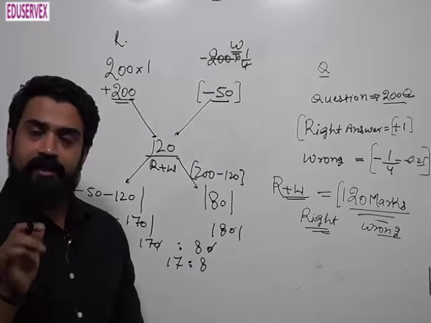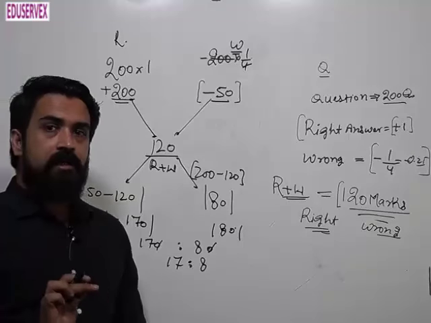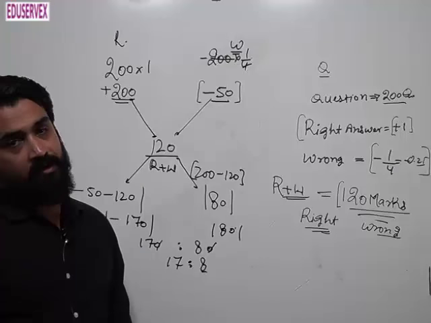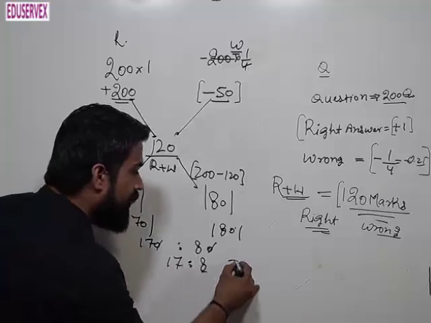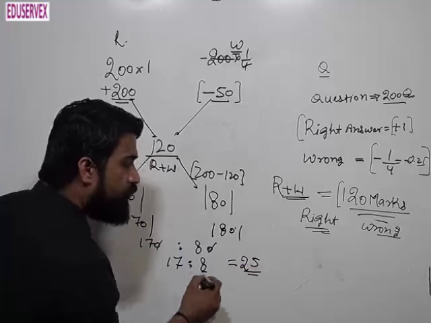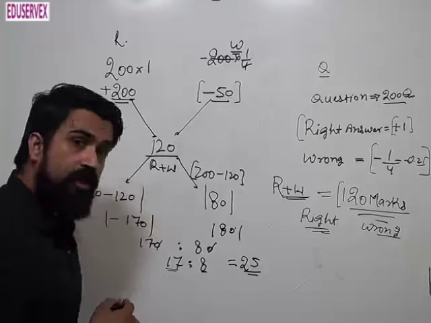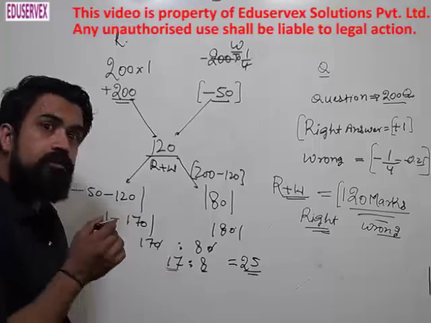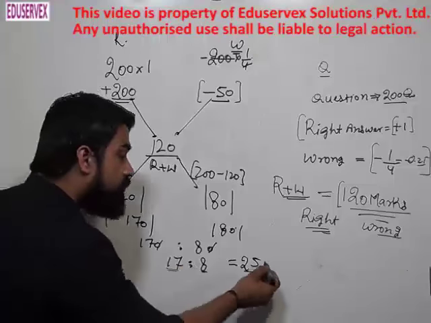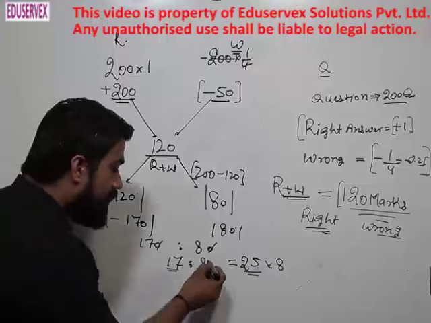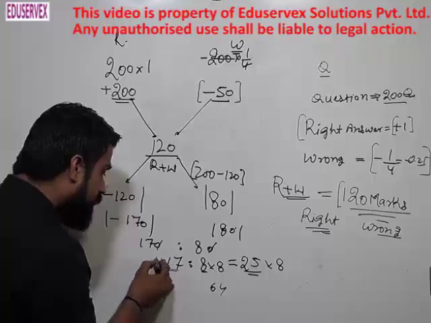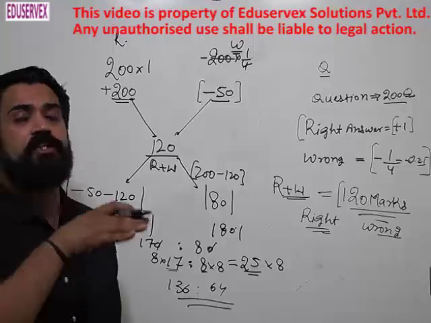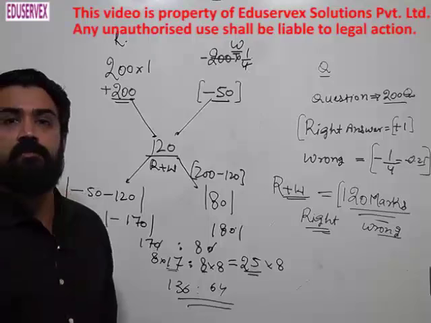For every 17 right answers, he gave 8 wrong answers. Look at this: 17 and 8 make 25 answers. But he gave 200 answers. How to make 200? By multiplying by 8. 8 times 17 is 136, and 8 times 8 is 64. Very simple. Hardly 30-40 seconds to solve this question, and we are getting 2 marks out of it within 30-40 seconds.